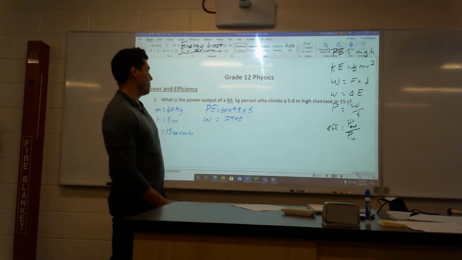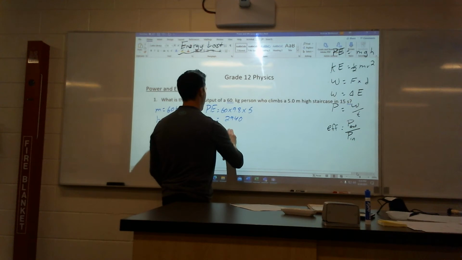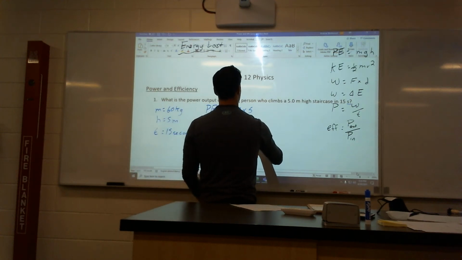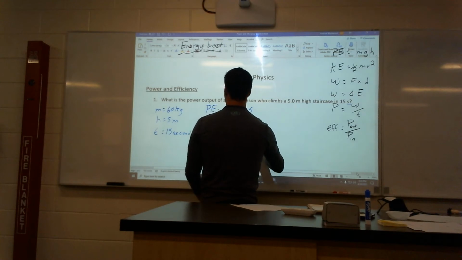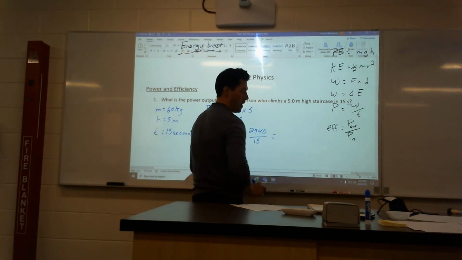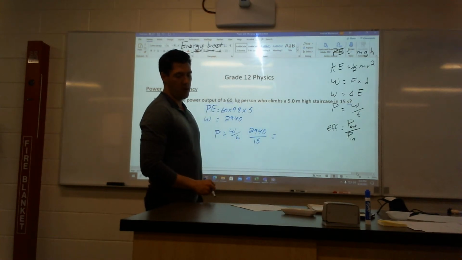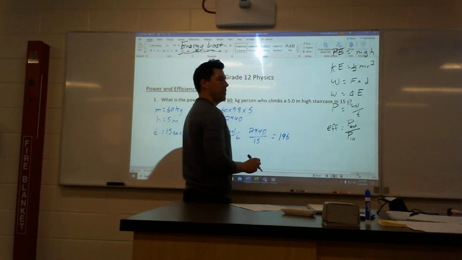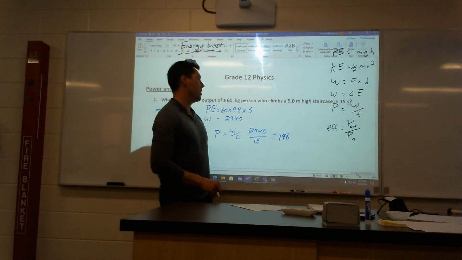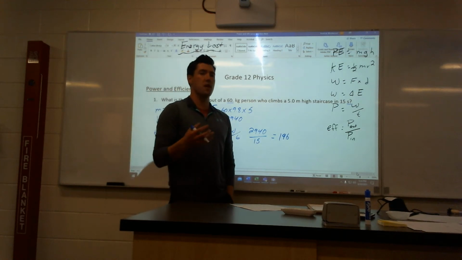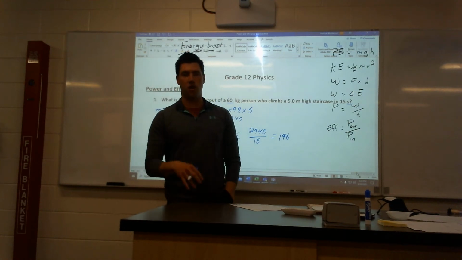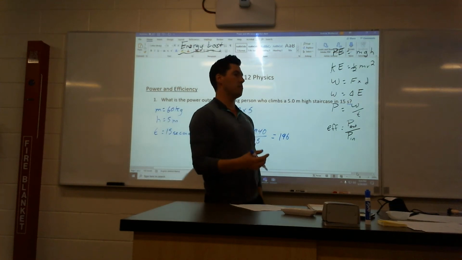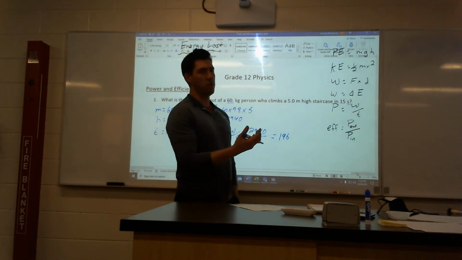Now, the nice thing is power just equals my work divided by time. So I'm going to take this 2,940 and divide it by 15. And so power here is going to be 196. Now 196 what? What are my units? For this it is watts. You may have heard of watts if you have taken electronics, how much power an actual device has, but when we look at physics, power is measured in watts.